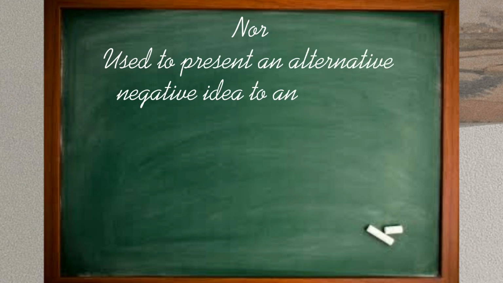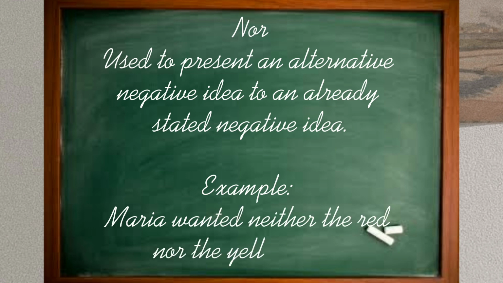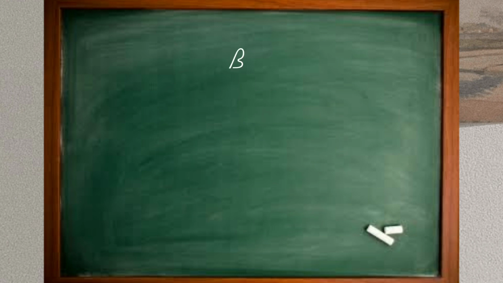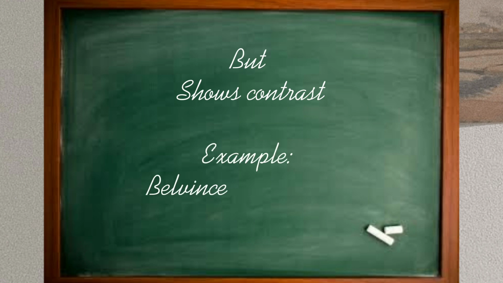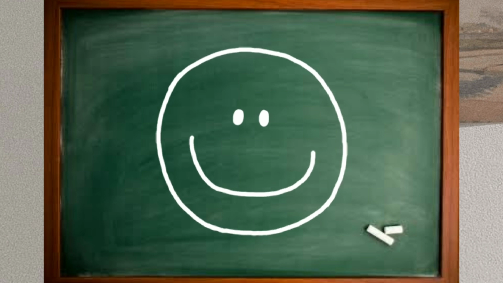Nor. The conjunction nor is used to present an alternative negative idea to an already stated negative idea. For example, Maria wanted neither the red nor the yellow shirt. Now, let's proceed to the next conjunction, and that is but. The word but shows contrast. For example, Vilvins likes movies, but not scary ones. The conjunction but is only contrasting your first statement by your second statement.